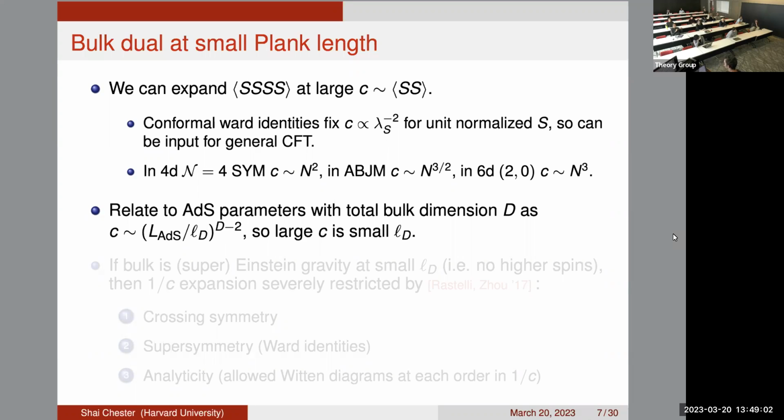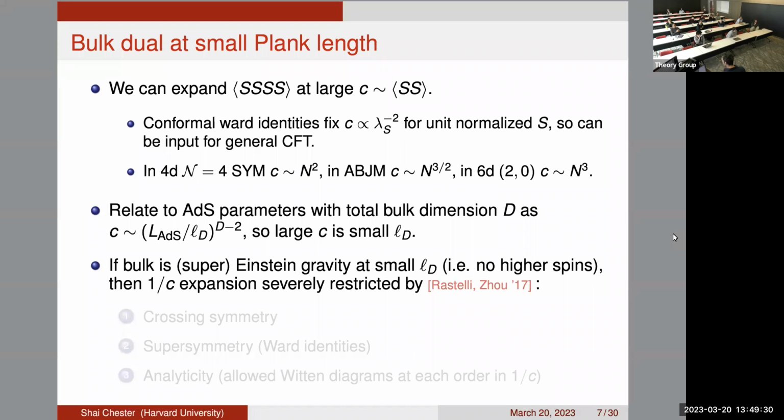Now from the gravity perspective, we can relate C to the AdS parameters, i.e. the Planck length for bulk spacetime dimension D, as follows. It just follows from dimensional analysis that C is proportional to L_AdS divided by the Planck length to the power d minus 2, such that the large C expansion is dual to the small Planck length expansion, i.e. the low energy expansion. The reason you get d minus 2 is simply because the Einstein-Hilbert term has length dimension 2, and so you have the full length dimensions minus 2, and then the coefficient just follows from dimensional analysis.